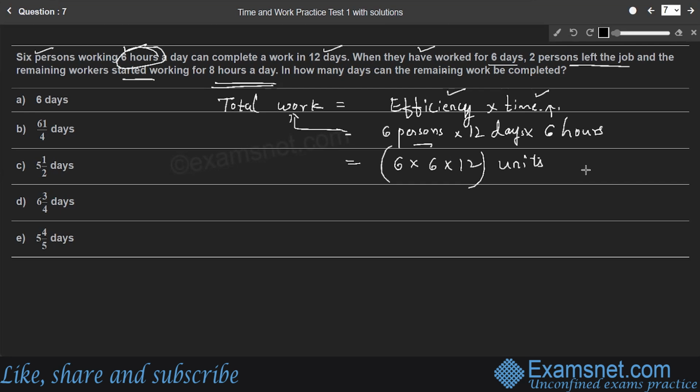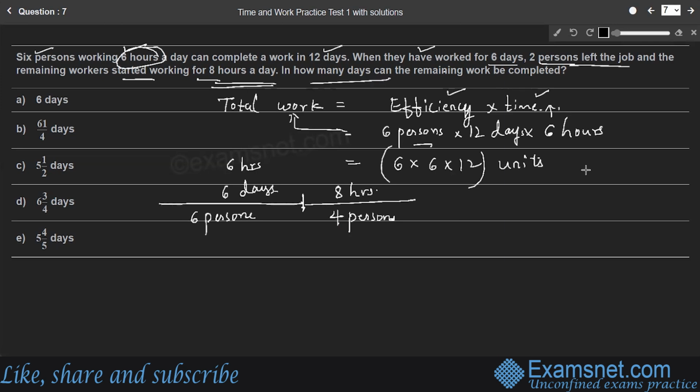But in the given case, they have worked for 6 days. How many persons work for 6 days? So, 6 persons, right? So in the first part, they have worked for 6 days, and for each day they work for 6 hours, right? After 6 days, 2 persons left the job. That means only 4 persons are working, right? 2 persons left the job and the remaining workers started working for 8 hours a day. So the remaining persons work for 8 hours a day, right? In how many days can the remaining work be completed?